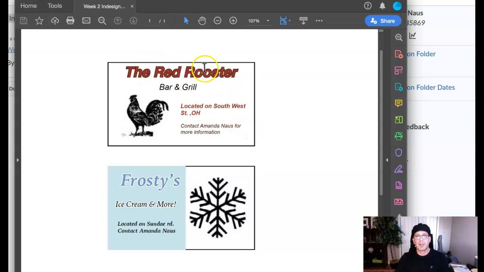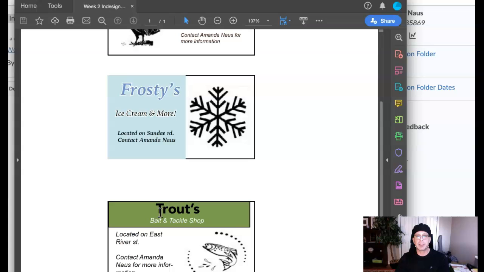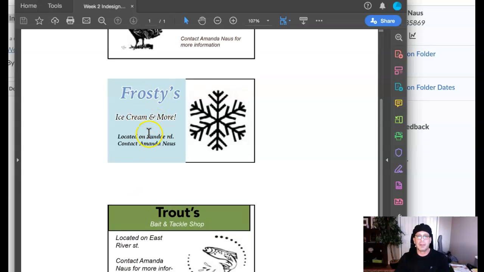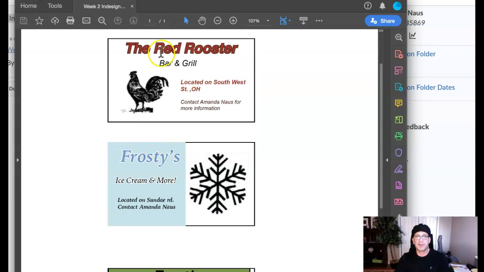So the red rooster, let's go ahead through this. I don't recommend stroking letter forms. It's something that professional graphic designers don't typically do. We see a stroke on this Ice Cream and More, on Frosties, and on the red rooster. And the reason we don't stroke letter forms is because it actually changes the shapes of those letters.